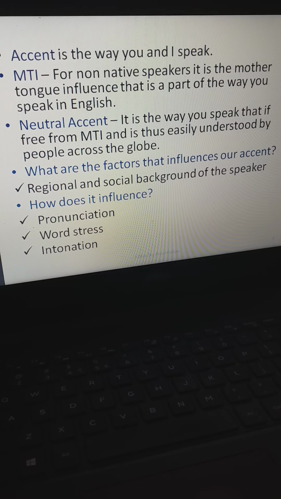What are the factors that influence our accent? Regional and social background of the speaker. How does it influence? Pronunciation, word stress, intonation.